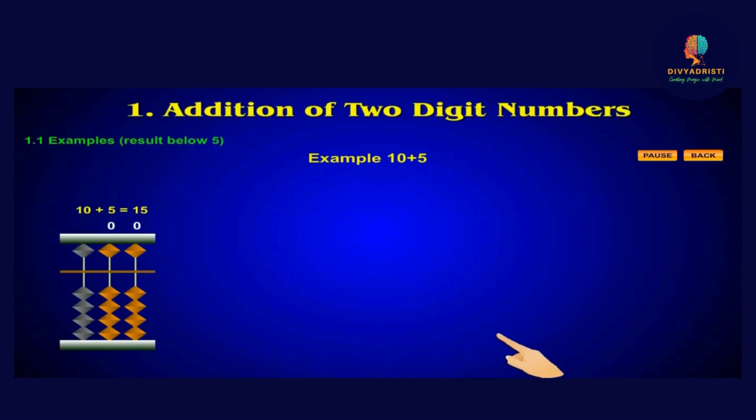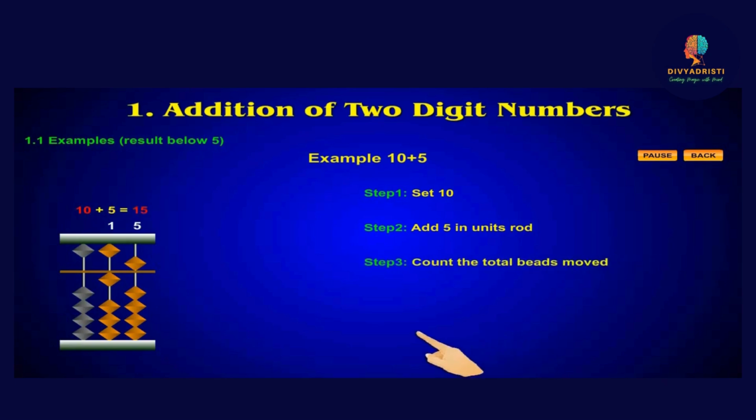Example: 10 plus 5. Step 1. Set 10. Step 2. Add 5 in units rod. Step 3. Count the total beads moved.